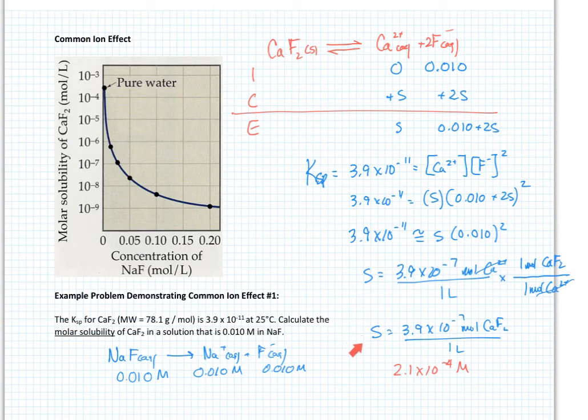So the KSP hasn't changed. Okay, that is a constant. It's the same temperature, 25 degrees C, but the solubility has dropped by a factor of 1,000. Okay, so really big deal. Solubility is not the same thing as KSP. Solubility is highly dependent on the solution conditions. In this case, if we have a common ion, which is the fluoride ion, we're going to get a big drop in solubility.